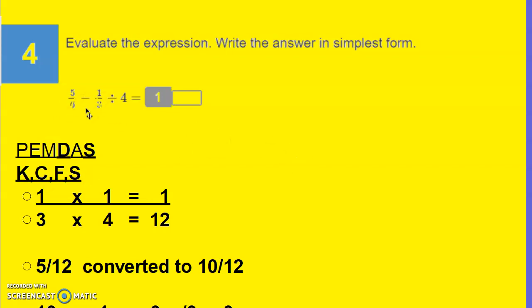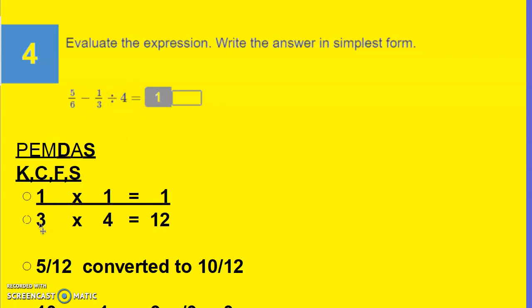Now, this one is a little bit trickier. When you look at it, you think, number 4 is a little hard. But just think of PEMDAS: parentheses, exponents, multiplication, division, addition, and subtraction. And when we're doing PEMDAS, what we do first is we don't see any parentheses, there's no exponents, there's no multiplication, but there is a division. So we have to look at the division first. The 1/3 divided by 4.